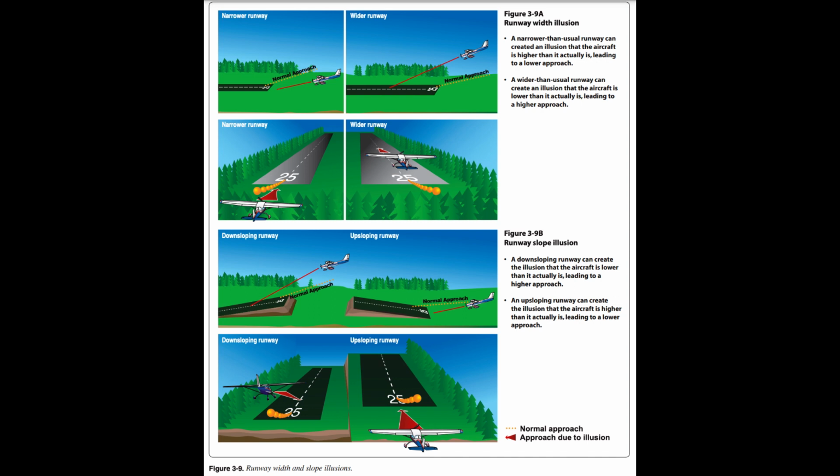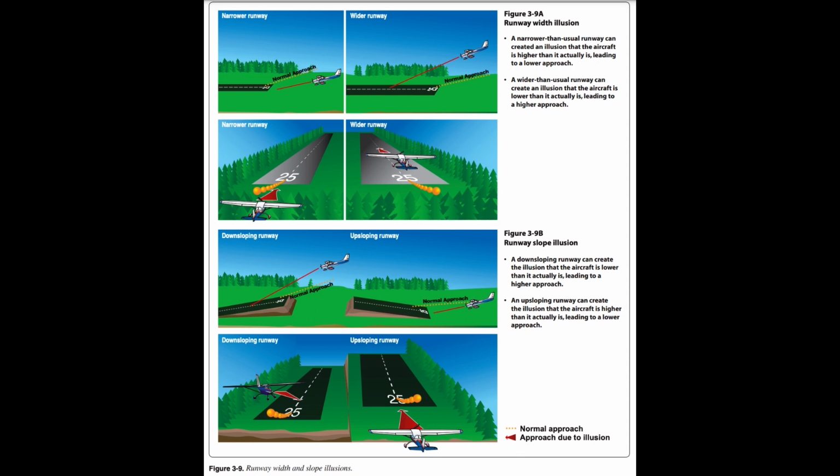Runway and terrain slopes illusion. An upsloping runway, upsloping terrain, or both can create an illusion the aircraft is at a higher altitude than it actually is. Figure 3-9b. The pilot who does not recognize this illusion will fly a lower approach. Downsloping runways and downsloping approach terrain can have the opposite effect.